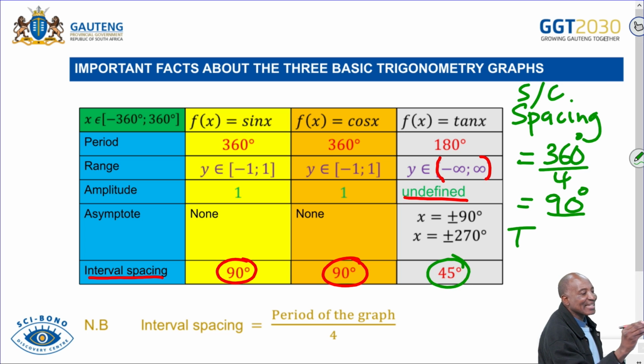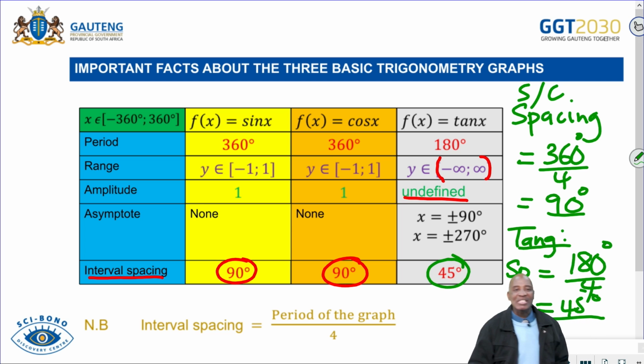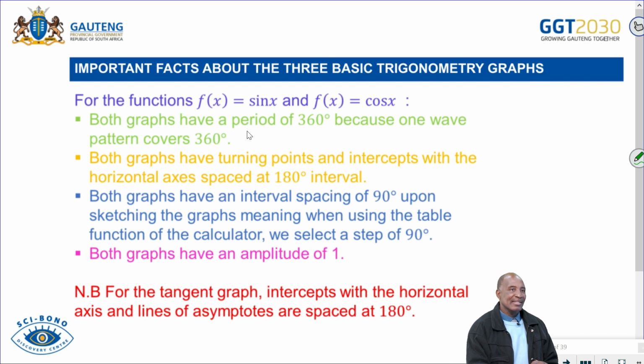Then for tangent, now that you know the period, so our spacing for tangent is going to be the period, which is 180 degrees. You divide this by 4. It's a standard formula. It gives us 45 degrees, and hence we spaced out our angles using 45 degrees. Right.